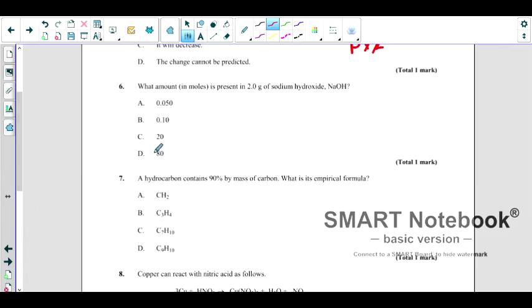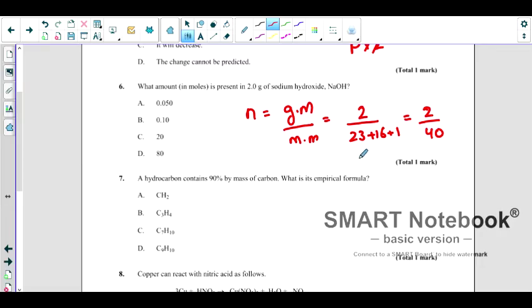What amount in moles is present in 2 gram of sodium hydroxide? You have 2 grams of sodium hydroxide and you want to find the moles. There is a relation: moles equals given mass over molar mass. Given mass is 2 gram. Molar mass we can find from the periodic table. There is a video available if you have any issues. So it's 23 plus 16 plus 1. It will be 2 over 40. 2 over 40 is 0.05. So the answer is E.